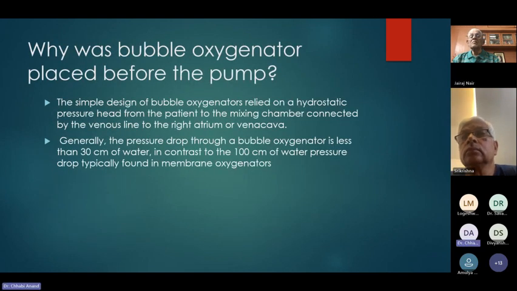Why was the bubble oxygenator placed before the pump? The simple design of the bubble oxygenator relied on a hydrostatic pressure head from the patient to the mixing chamber connected by the venous line to the right atrium or vena cava. Generally, the pressure drop through a bubble oxygenator is less than 30 centimeters of water, in contrast to the 100 centimeters of water pressure drop typically found in membrane oxygenators.